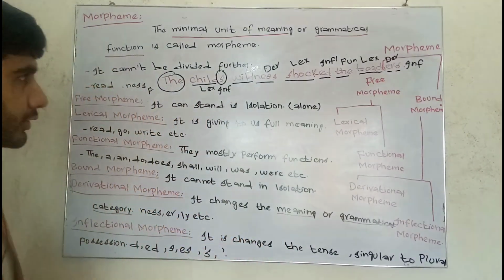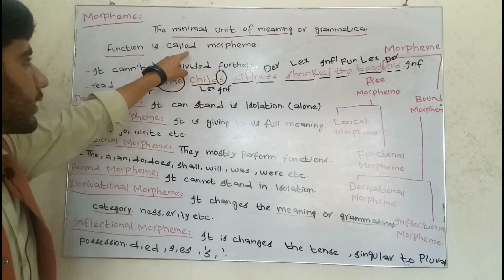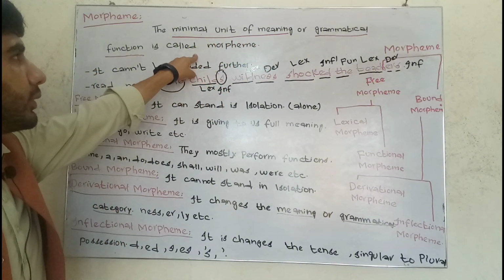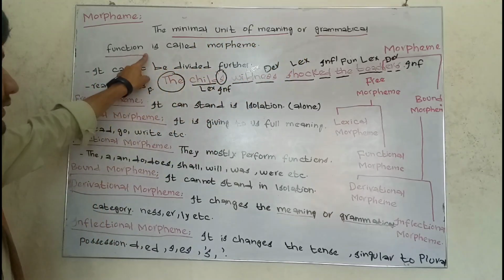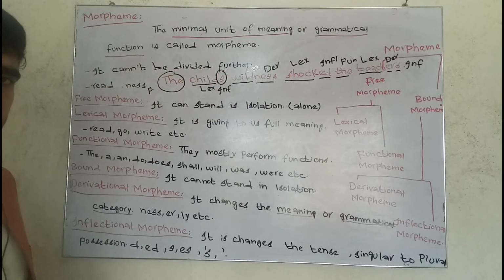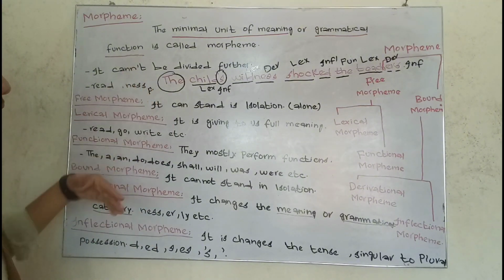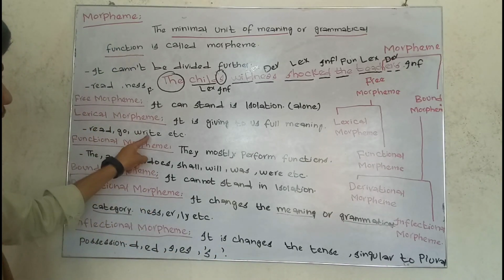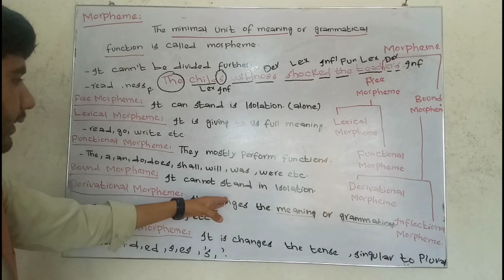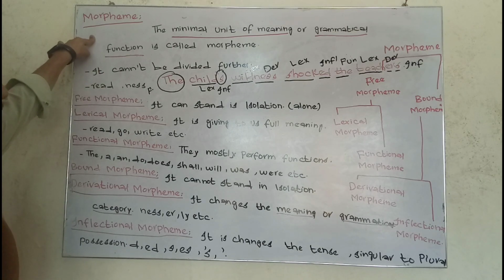Okay students, just for your revision, morpheme. The minimal unit of meaning or grammatical function is called a morpheme. In this definition we are studying two aspects: one is the minimal unit of meaning, and the second is the grammatical category. It's also a feature of the morpheme that it can't be divided further, for example ed, ness, right, was. These words can't be divided further, so that's why each is called a morpheme.